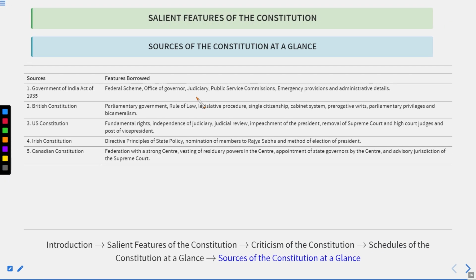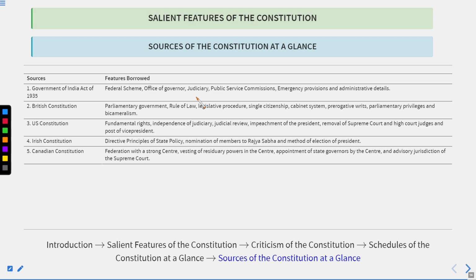Thereafter, the sources of the constitution at a glance. From the Government of India Act of 1935, we had brought the federal scheme, Office of Governor, Judiciary, Public Service Commission, emergency provisions, and the administrative details. From the British Constitution, parliamentary government, rule of law, legislative procedure, single citizenship, cabinet system, prerogative rights, parliamentary privileges, and bicameralism we have brought. From the American Constitution, fundamental rights, independence of judiciary, judicial review, impeachment of the president, removal of Supreme Court and High Court judges, and post of vice president we had brought.